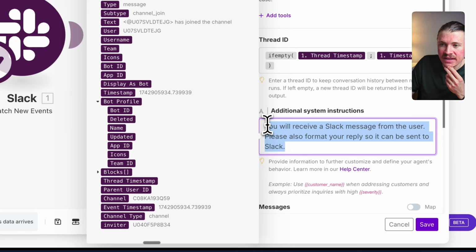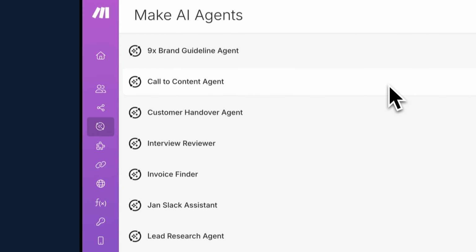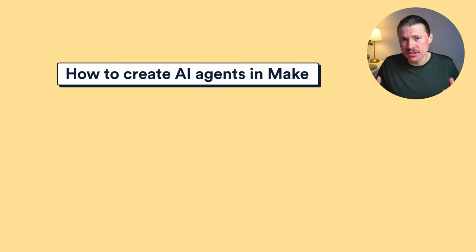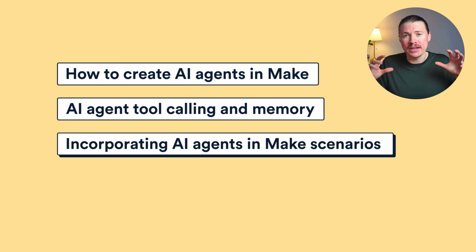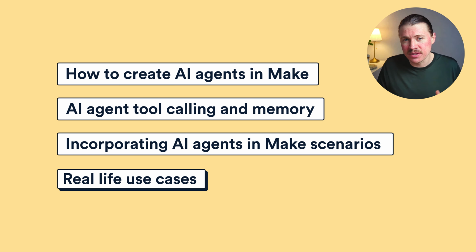And for the past 3 weeks, I've been intensively testing this out and seeing exactly what type of agents I could build. So in this video, I want to give you a full rundown of everything that I discovered along the way. I'm going to show you exactly how we go about creating these AI agents in Make. We'll touch on things like how the agent tool calling and how their memory is going to work, and also how we go about incorporating these agents into our Make scenarios. And I'm also going to share with you some real life use cases that we've set up for ourselves that we discovered while we were doing this testing. So let's jump in and check it out.